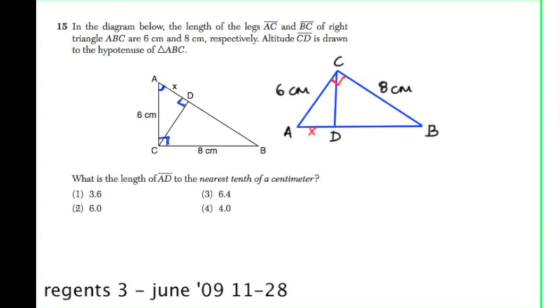Alright, so number 15, in the diagram below, the length of the legs AC and BC of right triangle ABC are 6 centimeters and 8 centimeters respectively. Altitude CD is drawn to the hypotenuse of triangle ABC. What's the length of AD to the nearest tenth of a centimeter? So this looks like a similar triangles problem.